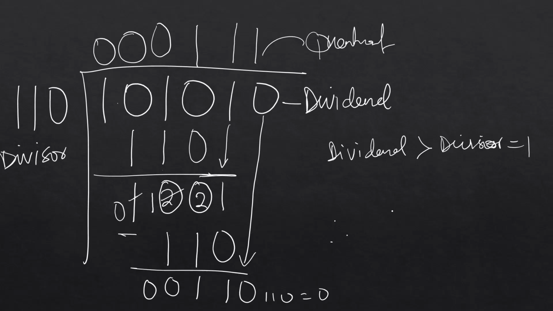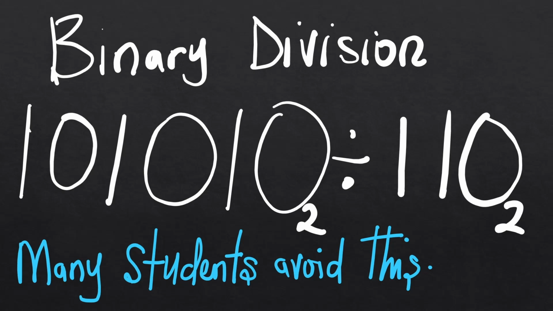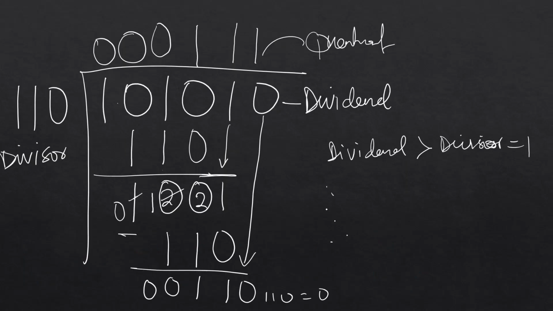Therefore, if I have this question, which is 1 0 1 0 1 0 divided by 1 1 0, all in base 2, my answer is going to be 1 1 1 in base 2. This is how we got it.